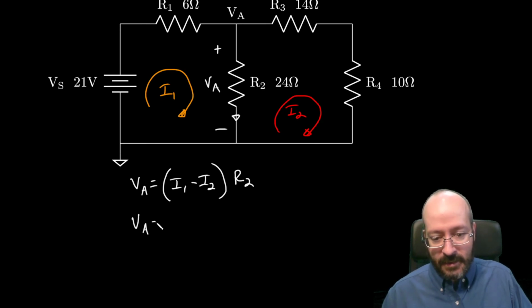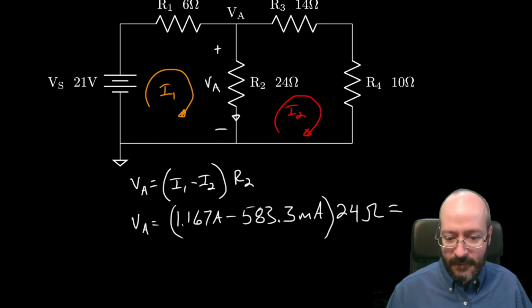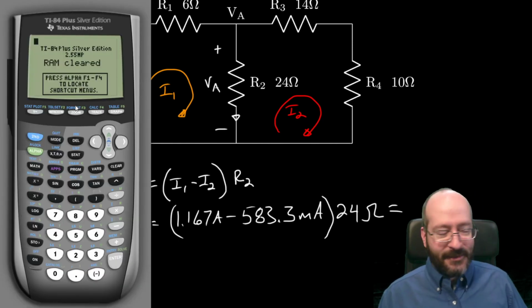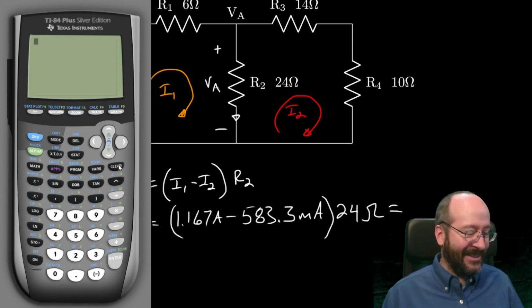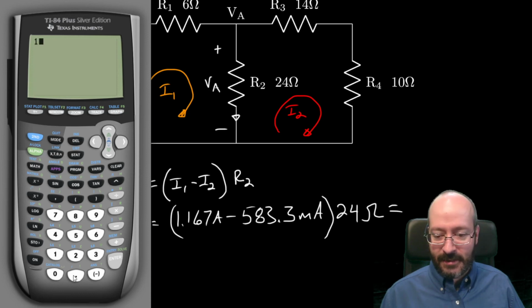So VA equals 1.167 amps minus 583.3 milliamps. Pay attention to those prefixes. We're going to multiply by 24 ohms, and let's see what that looks like. I can grab the calculator for this one, and I'll do it on screen. Apparently when I start the program, it starts with fresh as a daisy RAM, as if I just put in batteries or reset it. So let's see how that looks. So you get to watch me put it in engineering mode. Okay, the only mode that's worth anything.